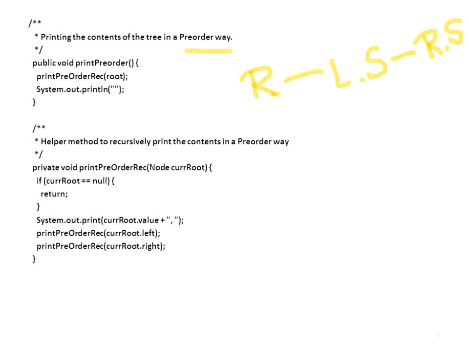So in this traversal, the value at the given node is printed first, and then the left subtree of the given node is visited, and then the right subtree of the given node is visited. So this process is applied recursively on all the nodes in the tree, until either the left subtree is empty or the right subtree is empty. So here we have created a recursive method for that.